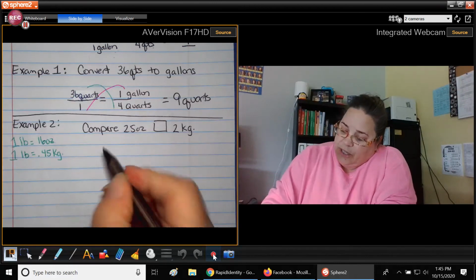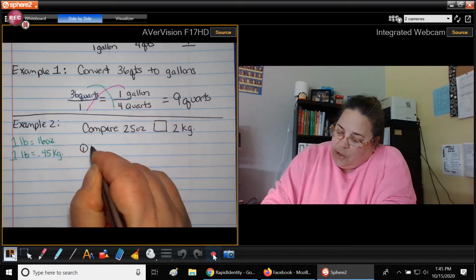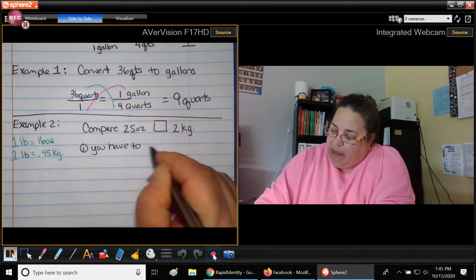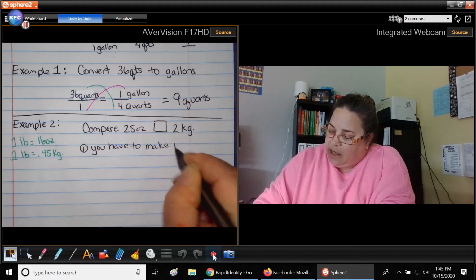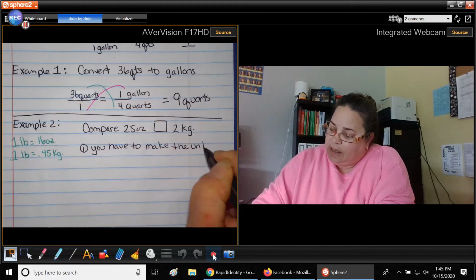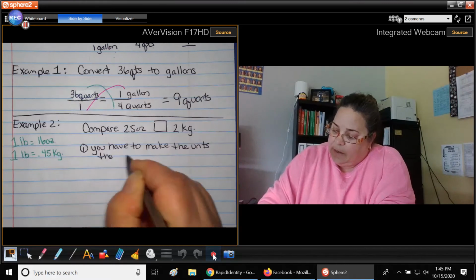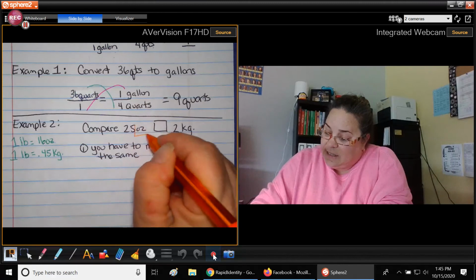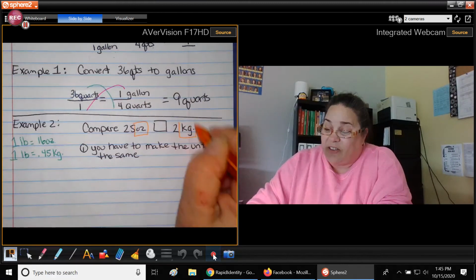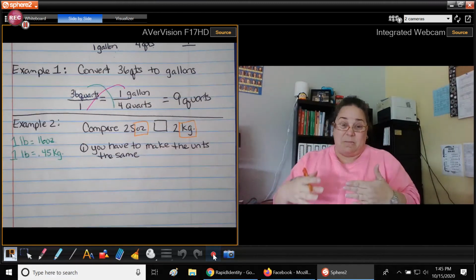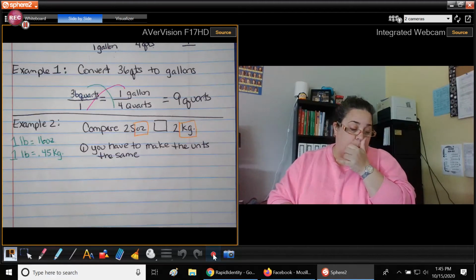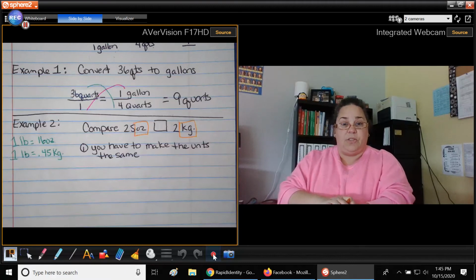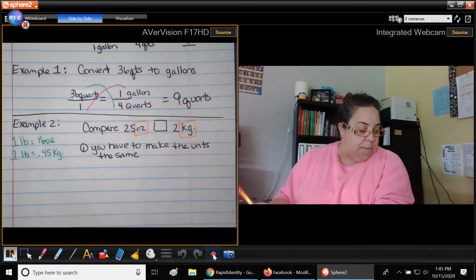So first, you have to make the units the same. So remember, we have ounces and then we have kilograms. They are not the same. We have to make them the same. So in order to do that, we are going to have to go from ounces to pounds first. Okay? So from ounces to pounds.